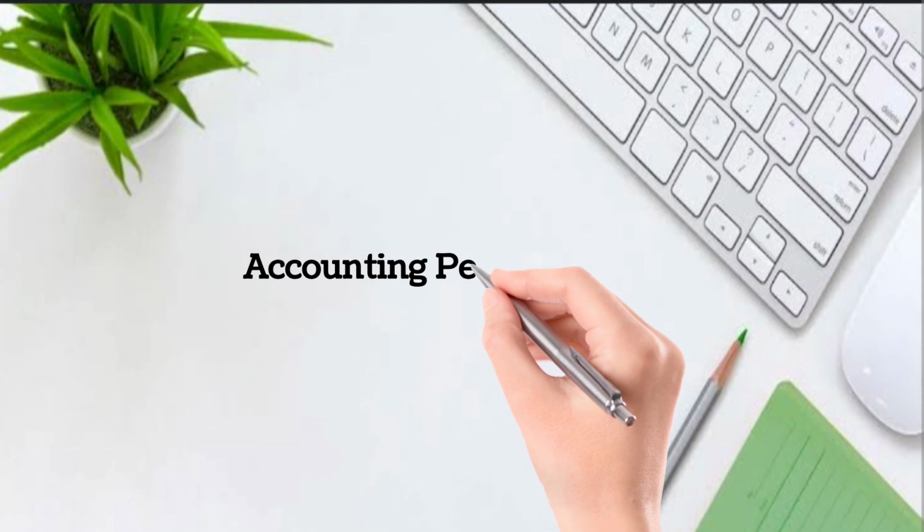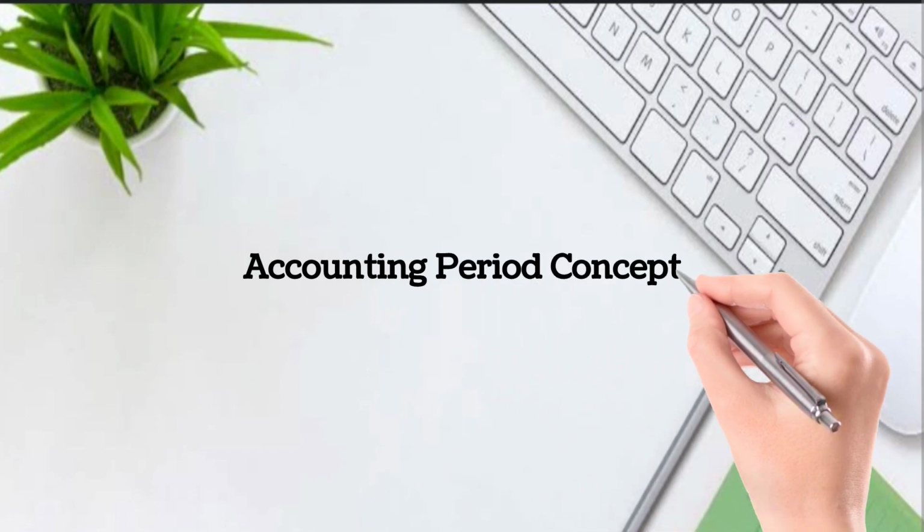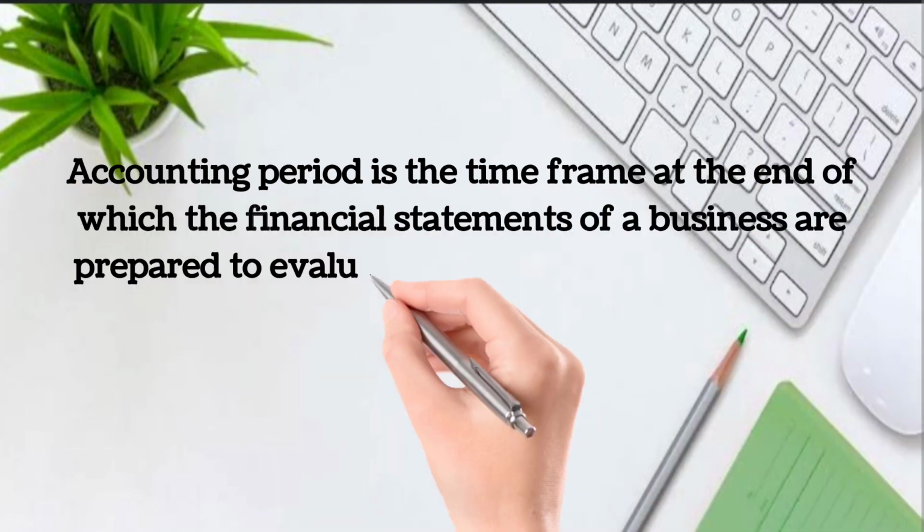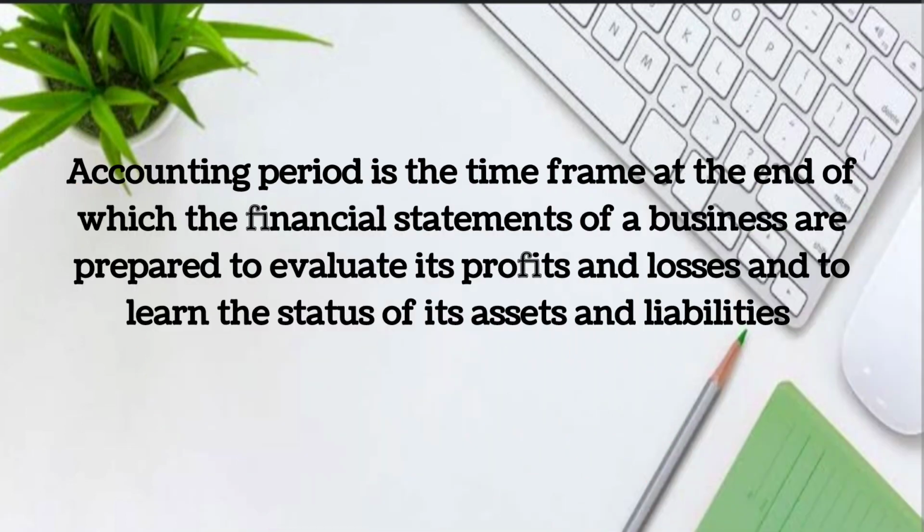Now comes the accounting period concept. Here, as per the going concern concept, the life of a business unit is indefinite. So, to determine the profit or loss of a firm and to ascertain its financial position, the profit and loss account and balance sheet are prepared at regular intervals of time, usually at the end of each year. This one-year cycle is known as the accounting period.